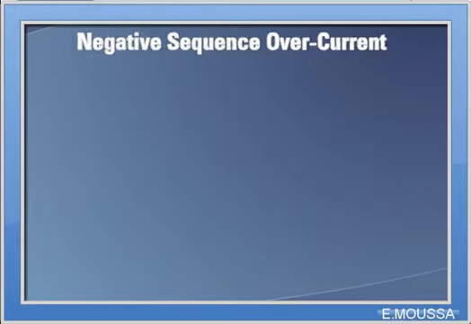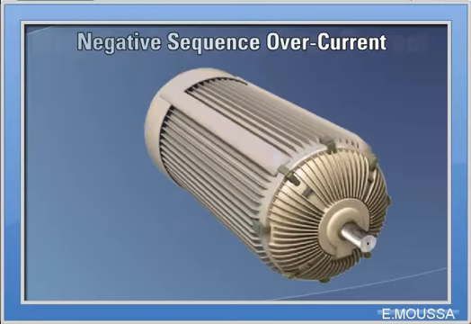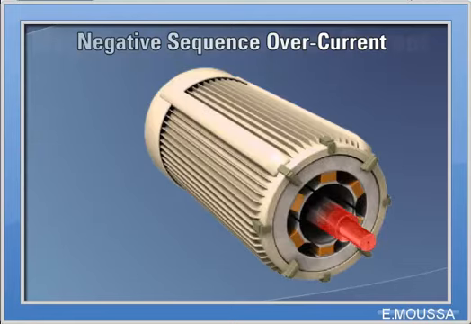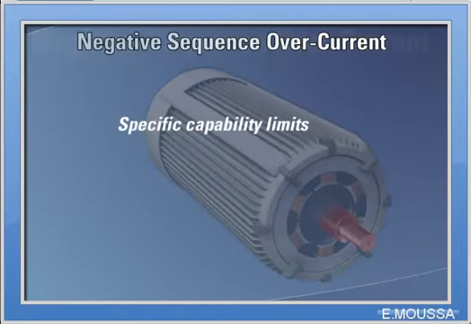Negative sequence overcurrent is also a primary generator protective element. Negative sequence currents are produced during system unbalance conditions such as faults or load unbalances, the most serious unbalance condition being an open phase. Rotor heating in generators due to negative sequence current is a well-known phenomenon. Generators have very specific capability limits where unbalanced current is concerned. You can refer to the ANSI C50.13 document for details.